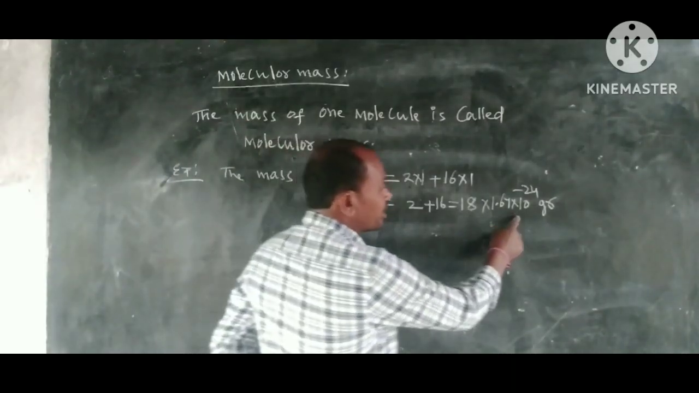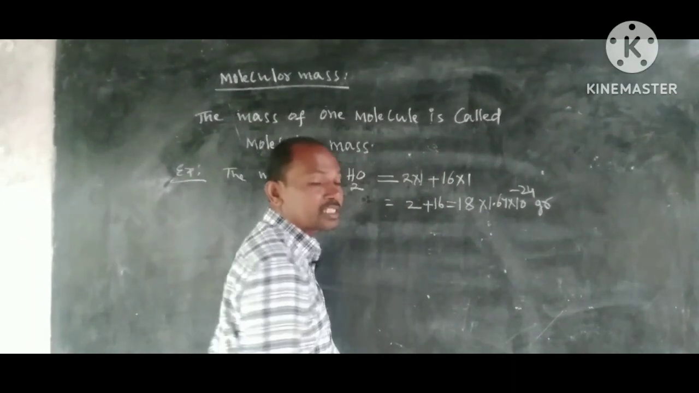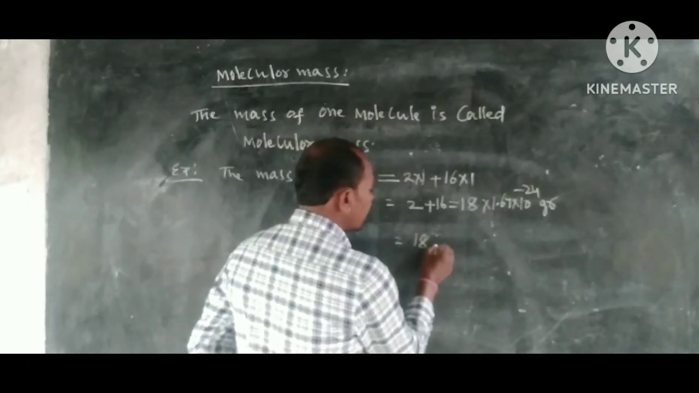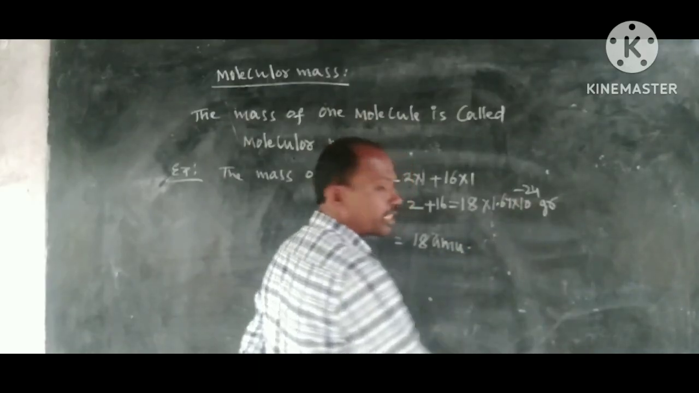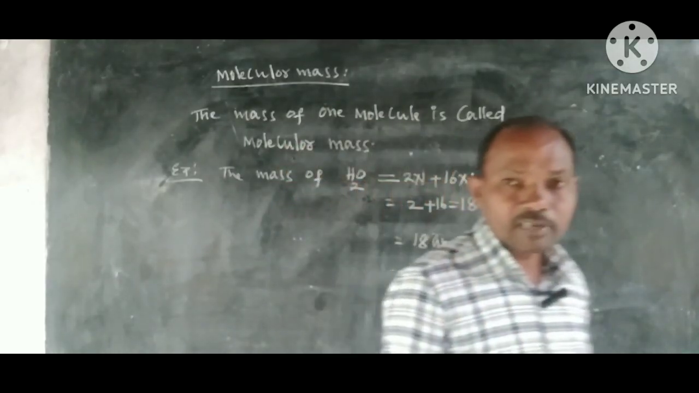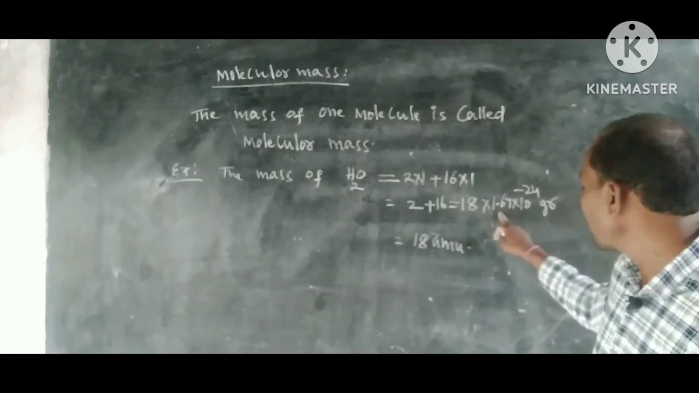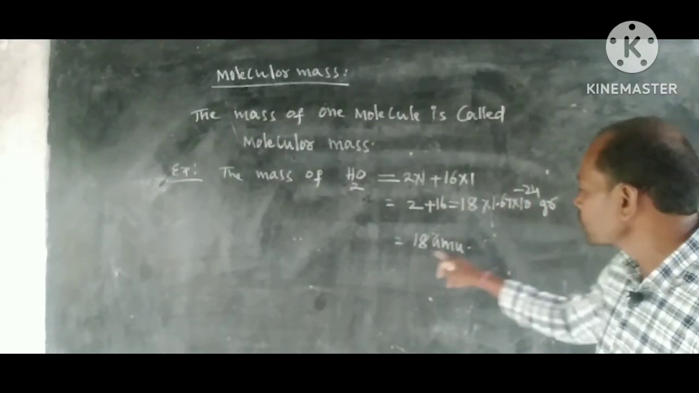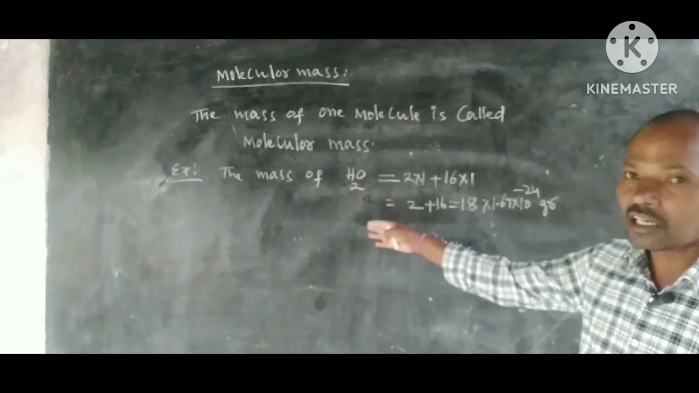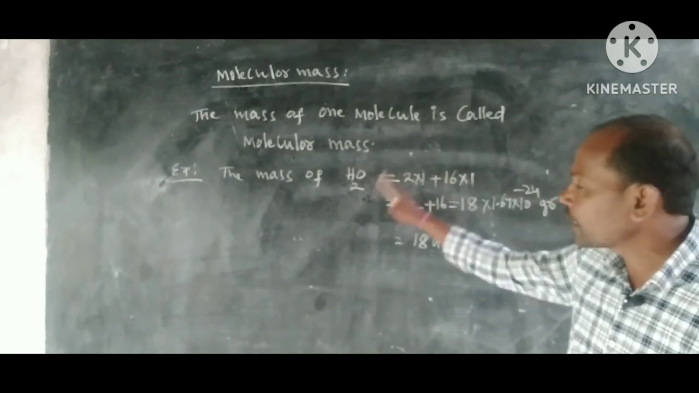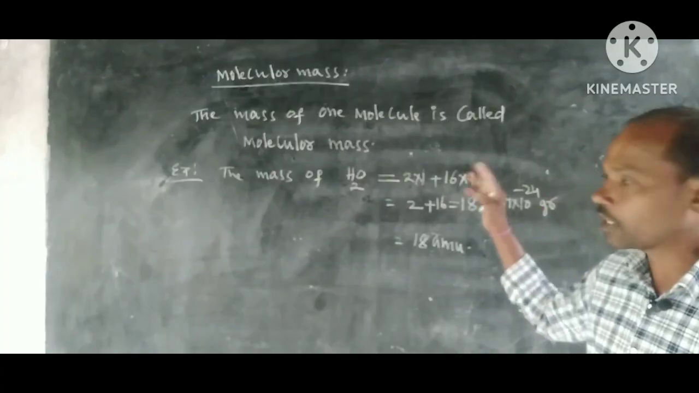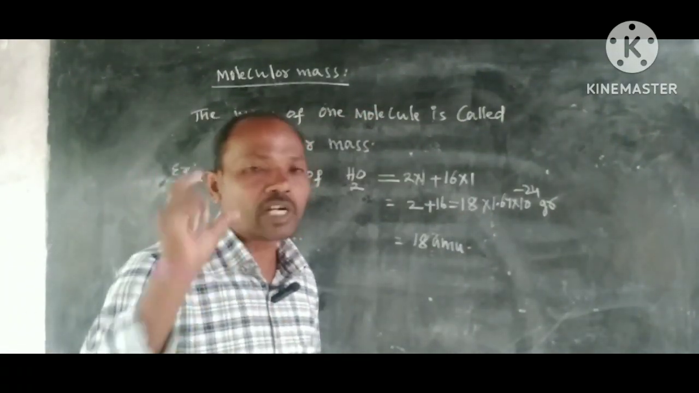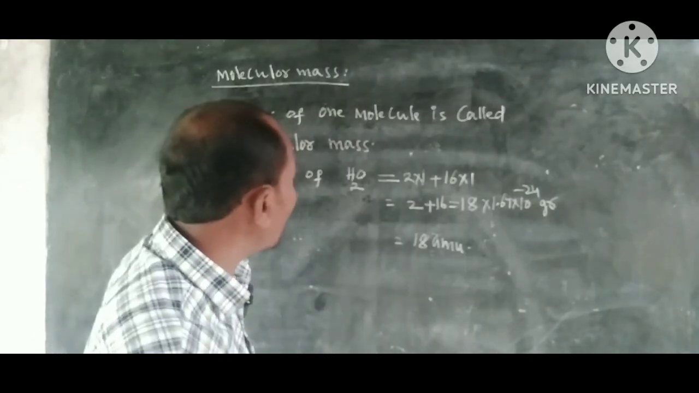1.67 into 10⁻²⁴ grams is equal to 1 AMU. So that is equal to 18 AMU. This is the molecular mass of H2O, water. So molecular mass means the mass of only one molecule. That is called molecular mass.